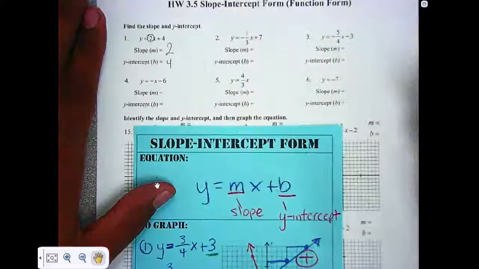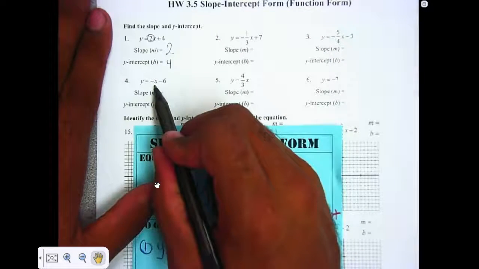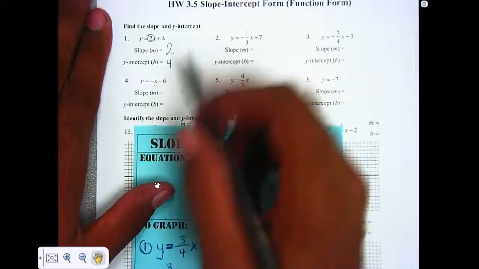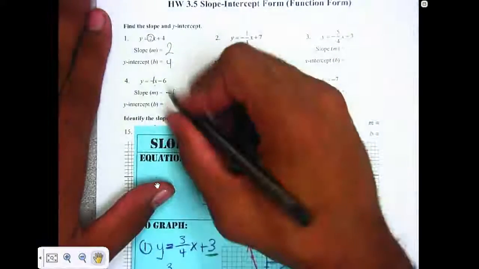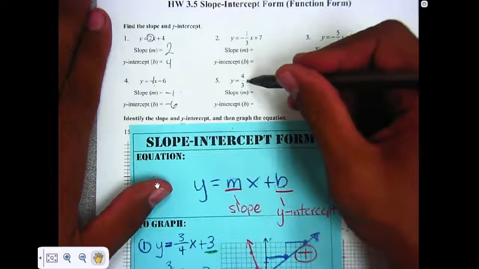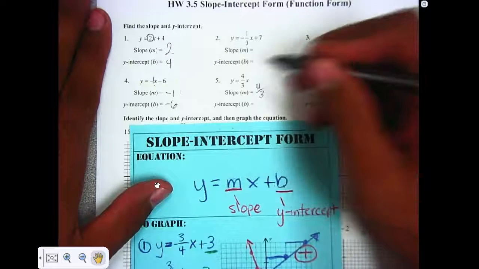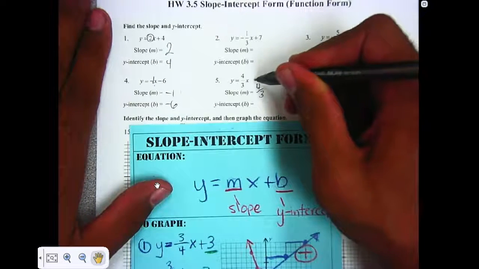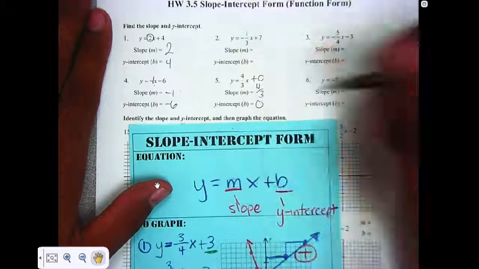Okay? Now, some of you guys are going to say, well, what about this one? Okay, well, what's the number in front of x? It's 1, or negative 1. So our slope there is negative 1. Y-intercept is negative 6. And then here, there's a slope of 4 over 3, but then there's no y-intercept. So we're going to put plus 0. So if there's nothing, it's 0.